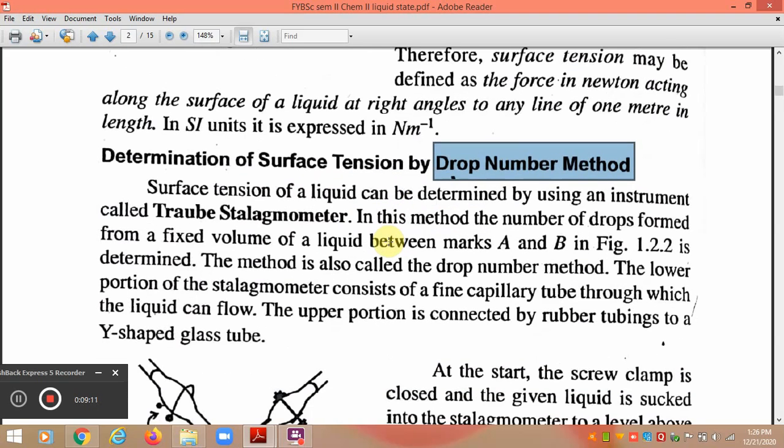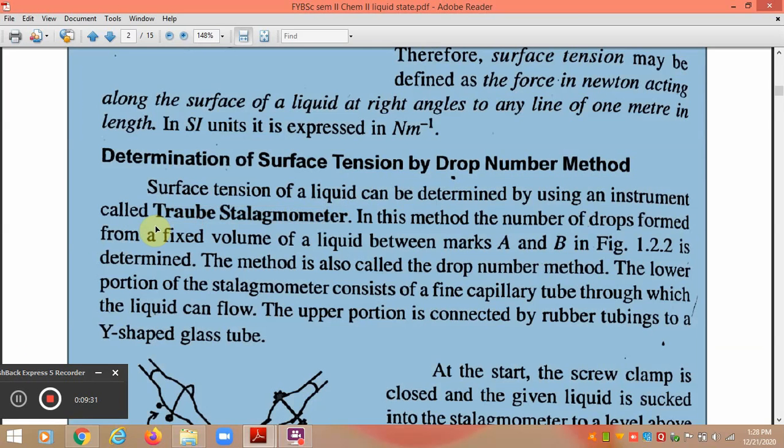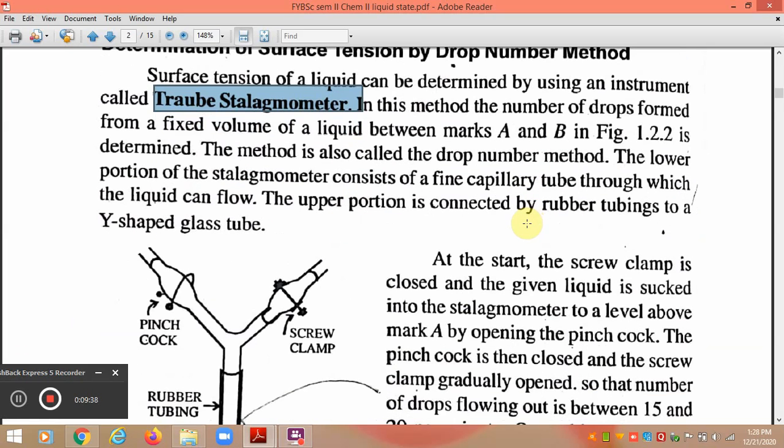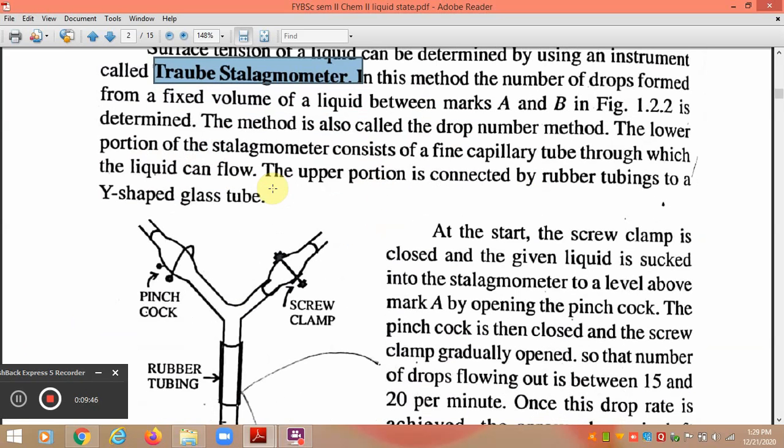Dear friends, if we talk about this method in detail, the surface tension of a liquid can be measured with the help of an instrument called a drop stalagmometer. This name is given based upon the name of the scientist who discovered this instrument. In this method, the number of drops formed from a fixed volume of liquid between two marks is determined, and this is called the drop number method.